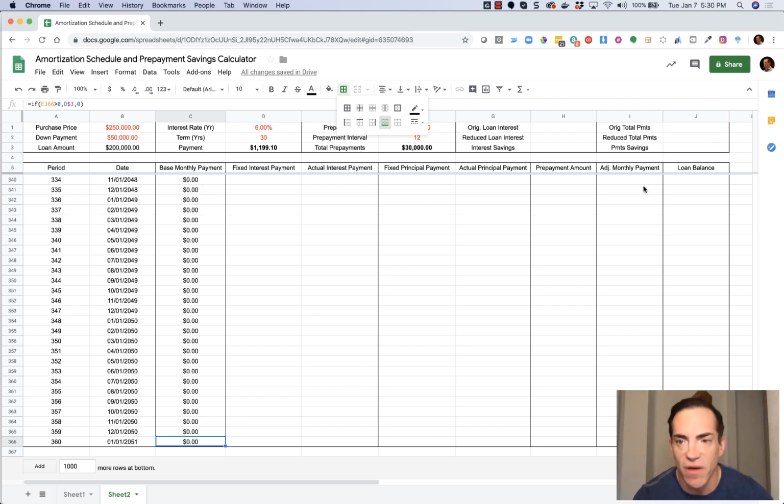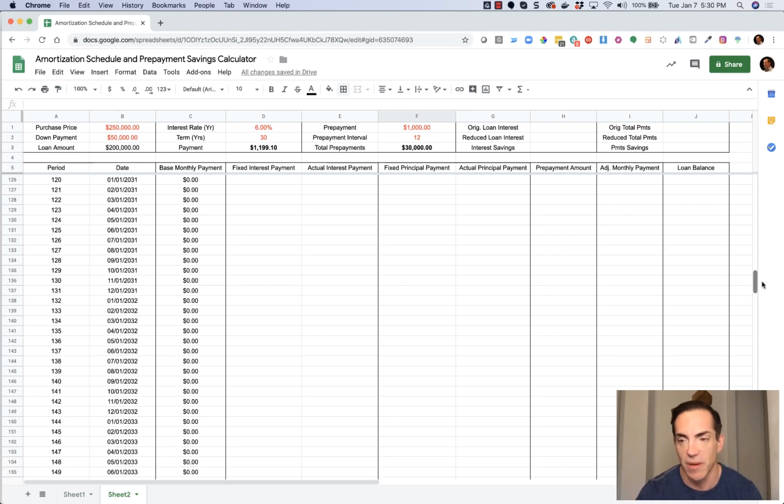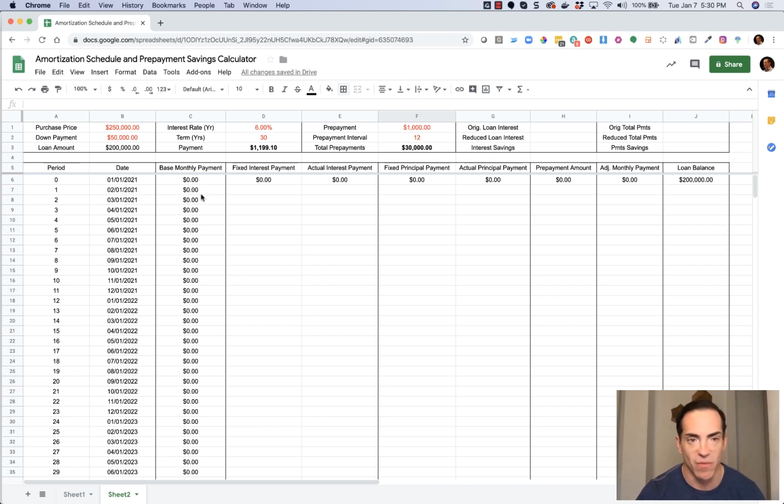And so you can see over here, we're going to be calculating an adjusted monthly payment amount, which is basically saying, okay, what's the base monthly payment plus any prepayments, if there's a prepayment in that month, based on the prepayment interval and the prepayment amount that we determined that we're testing, right? But to calculate the adjusted monthly payment, you have to have the base monthly payment, and that's why we fill that in.